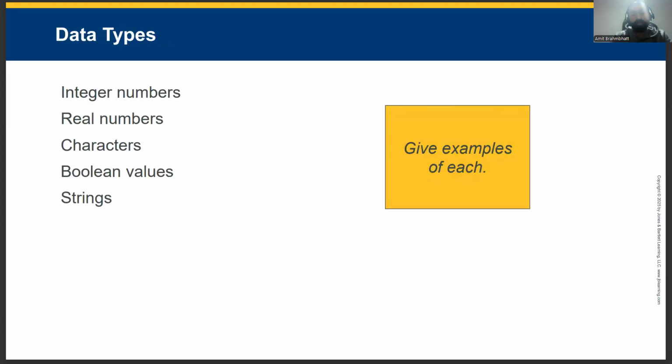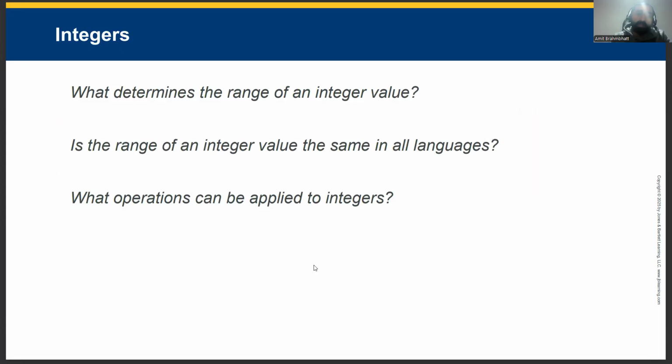Data types. Here, the basic data types are listed: integers, real numbers, Boolean values, and strings. It prompts you to think of examples for each, and these fundamental types appear in almost all programming languages. Let's explore them. Integers. What determines the range of integers? Whether the range varies across languages and which operations apply. Hardware, language design, and compiler decisions all influence integer behavior.